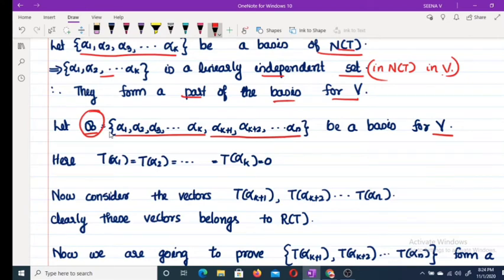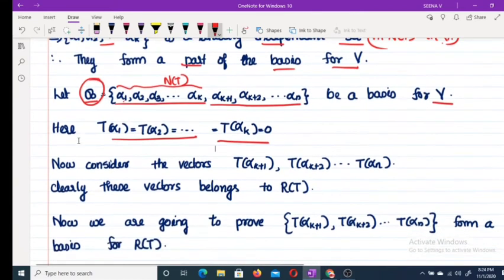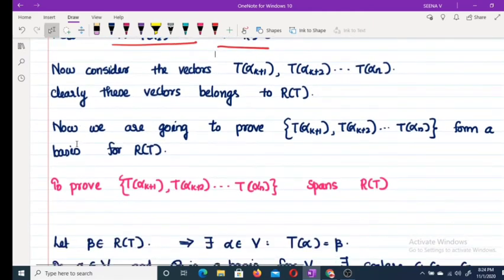That means clearly they belong to N of T. Okay. Therefore, alpha 1, alpha 2, etc., alpha k clearly belong to N of T. That means T of alpha 1 equals 0, T of alpha 2 equals 0, etc., T of alpha k equals 0. Now consider the vectors T alpha k plus 1, T alpha k plus 2, etc., T alpha n. Clearly, these belong to range of T because alpha k plus 1 belongs to V. Therefore, T alpha k plus 1 belongs to range of T.